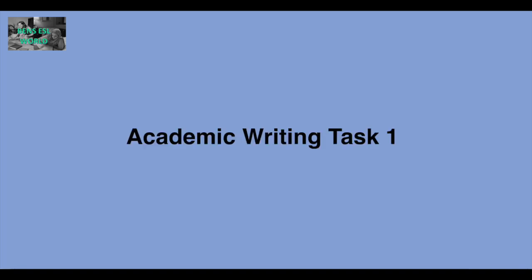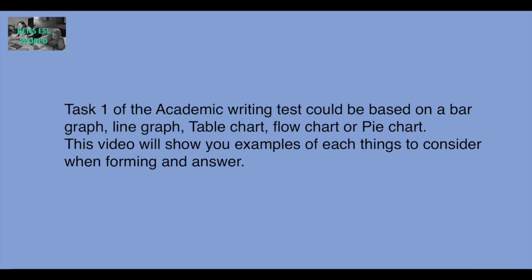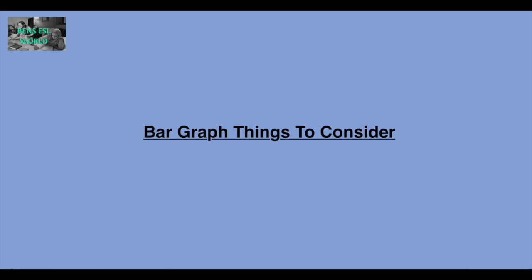Academic Writing Task 1. Task 1 of the academic writing test could be based on a bar graph, line graph, table chart, flow chart or pie chart. This video will show you examples of each, with things to consider when forming an answer. Bar graph things to consider.